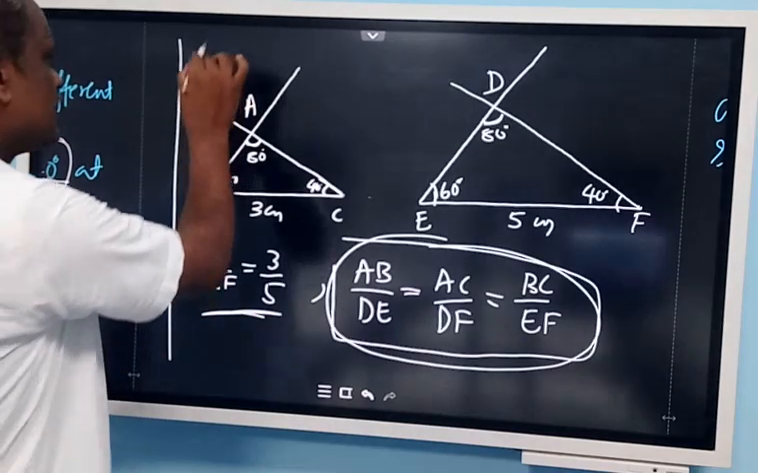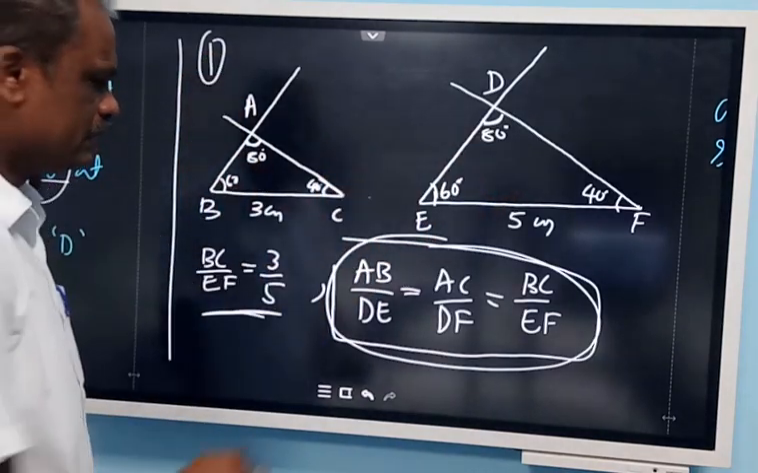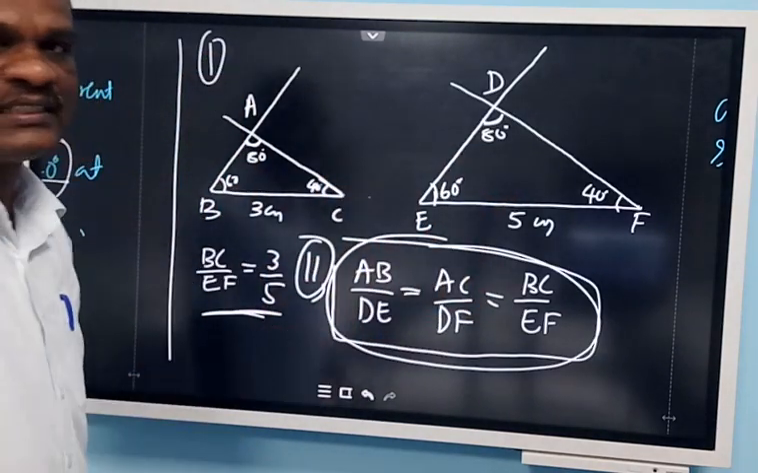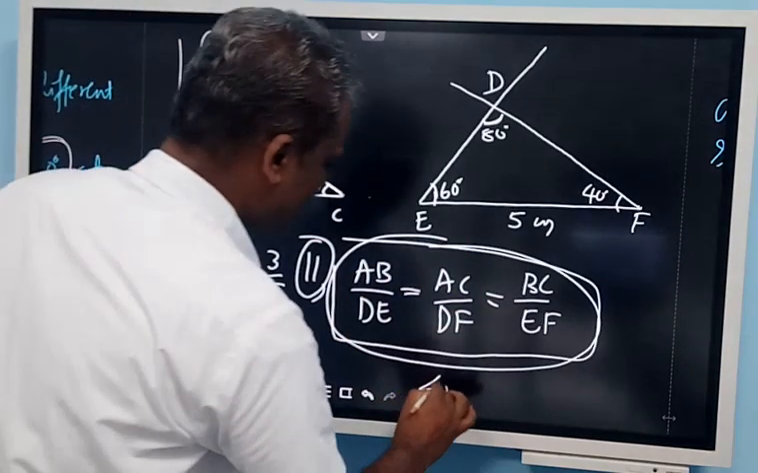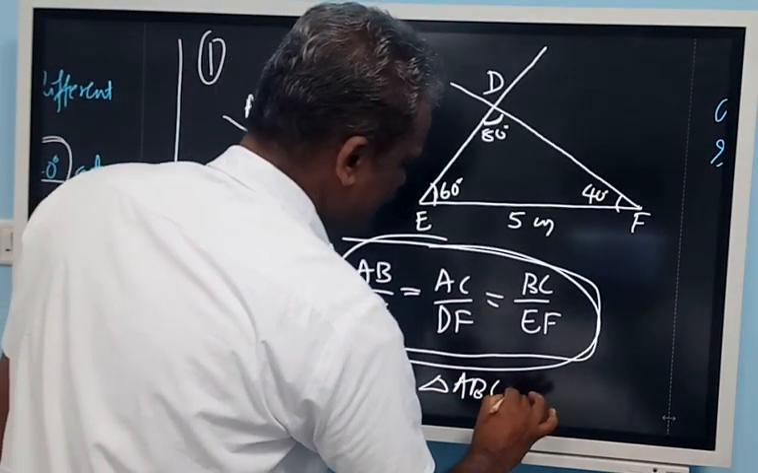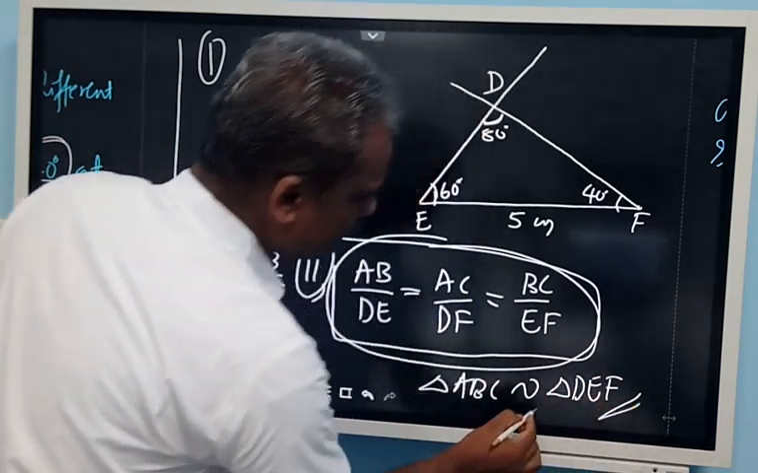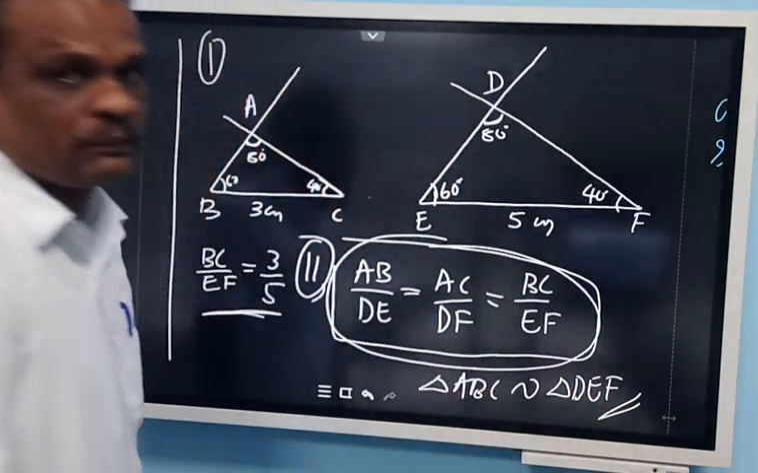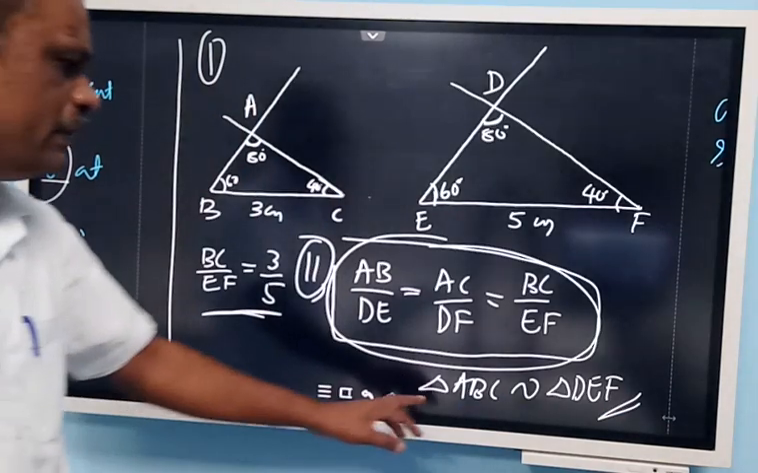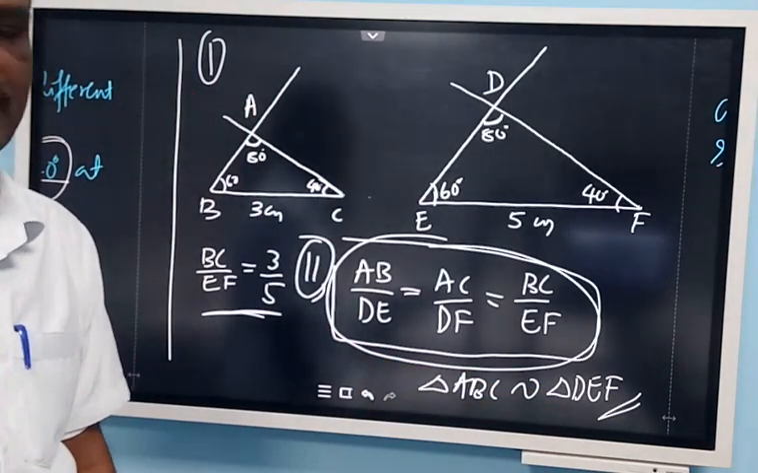So you got the first condition, angles equal. Second condition, sides are in the same ratio. Directly you can conclude triangle ABC will be similar to triangle DEF. We can call this similarity. This is the symbol we use to represent similarity. ABC similar to DEF. This is the symbol we are using.